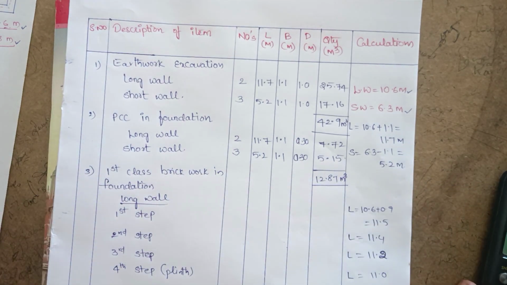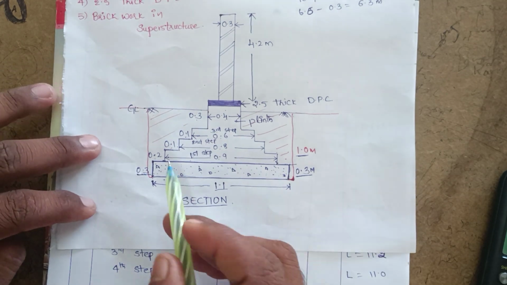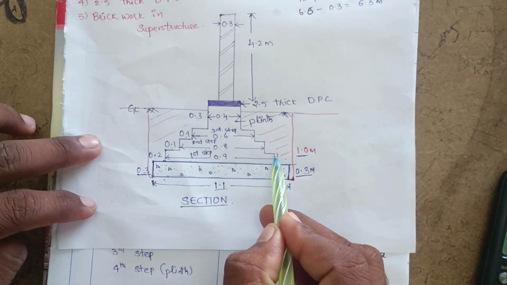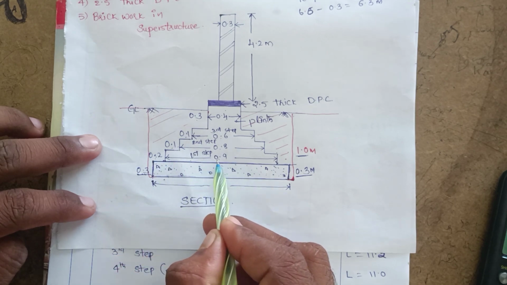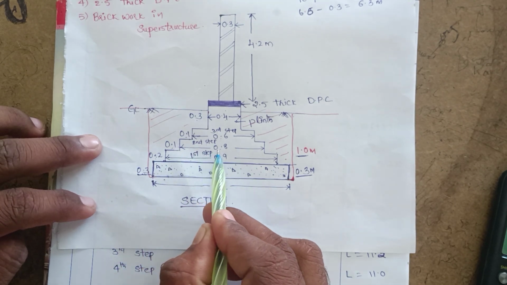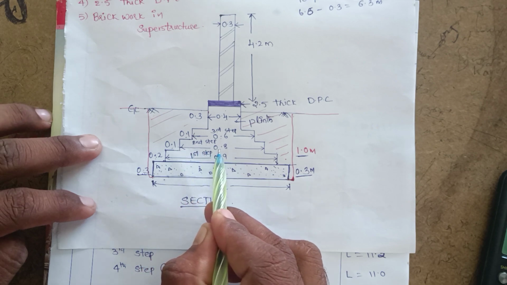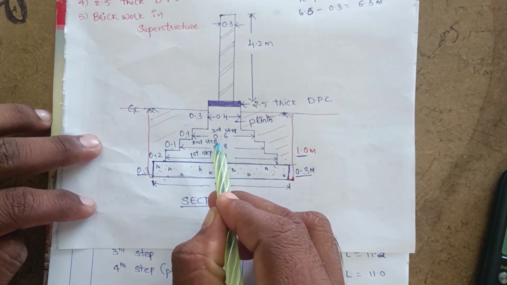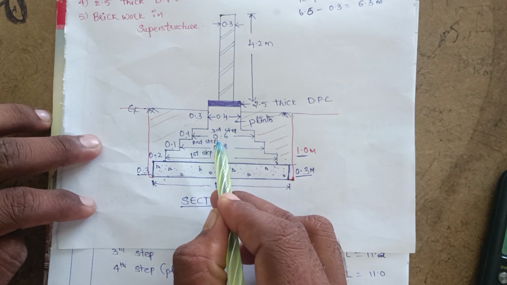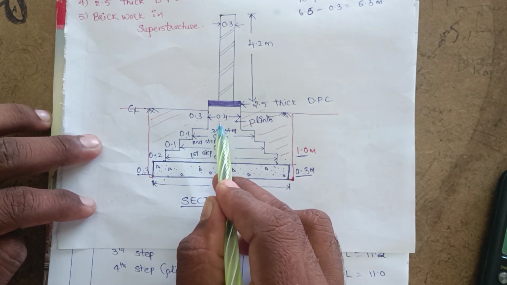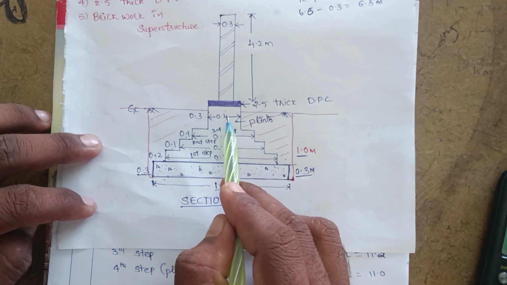Now we will move into the brickwork in the foundation. You can see here, this is the first step with the depth of 0.2 and the breadth of 0.9. This is the second step with the depth of 0.1 and the width of 0.8. And this is the third step with the depth of 0.1 and the width of 0.6. This is the plinth, or the fourth step, with the depth of 0.3 and the width of 0.4.